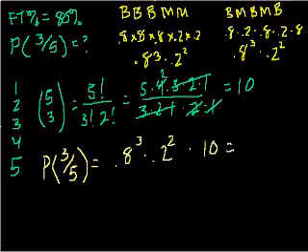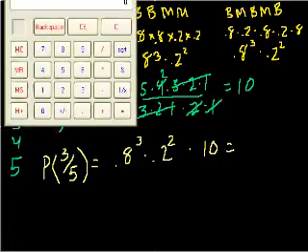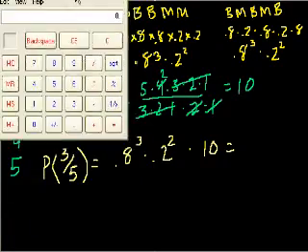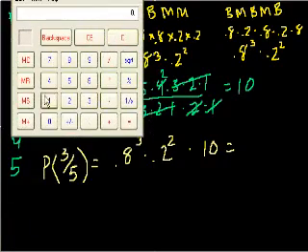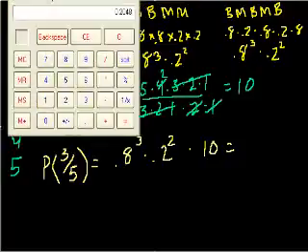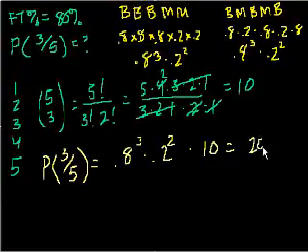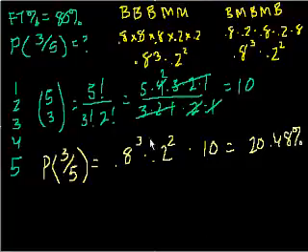Let me get my high-end calculator here. So let's see what that is. That is 0.8 times 0.8 times 0.8 times 0.2 times 0.2 times 10 equals 0.2048. So it's essentially a 20.48% chance that I get exactly 3 out of 5 of the baskets.